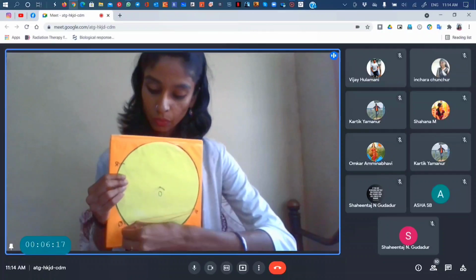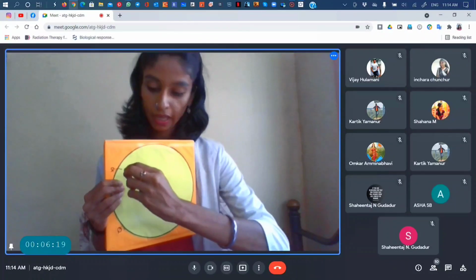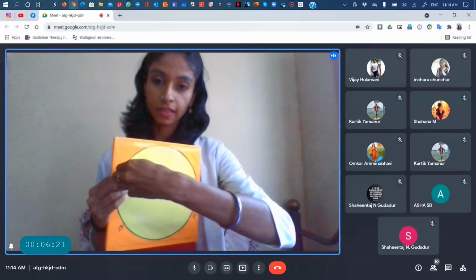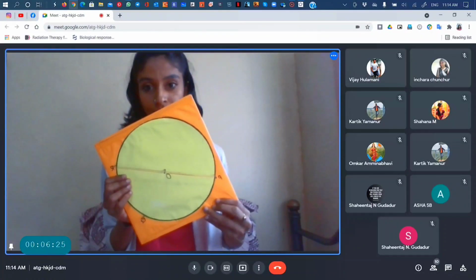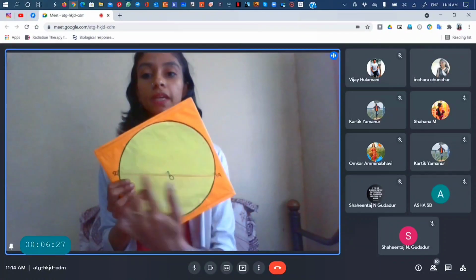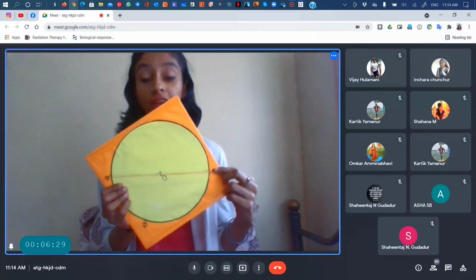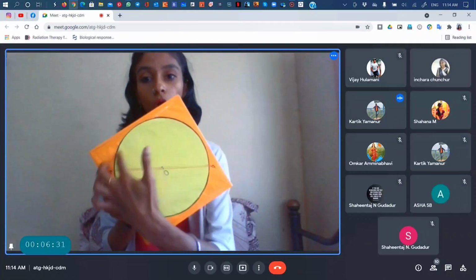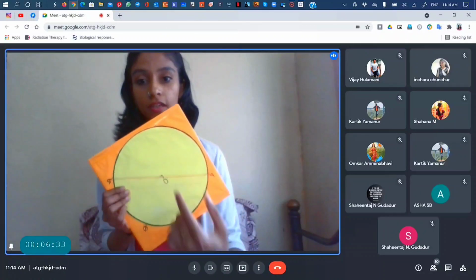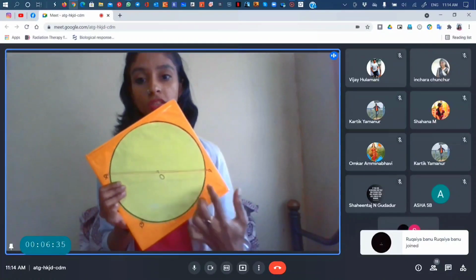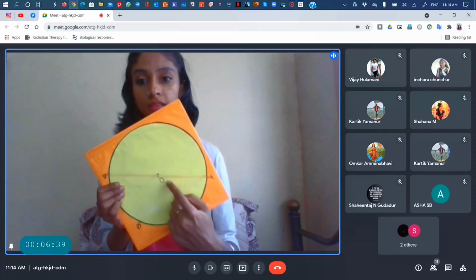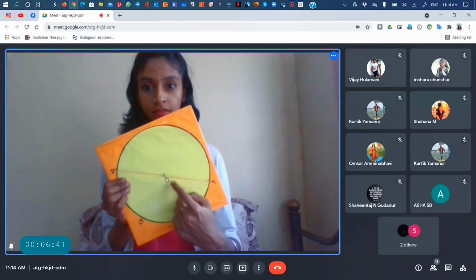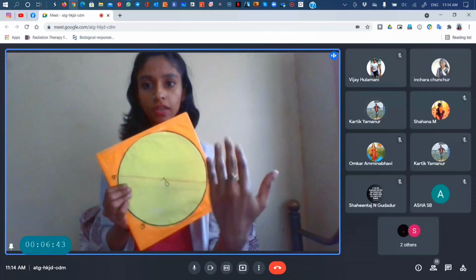So now just consider the same chord is made to pass through the center. What will it become? Diameter. On a circle, you will have many chords, just like P and Q and P and R. You see the markings, right? Can you see the markings in the proper way, or is it mirrored?